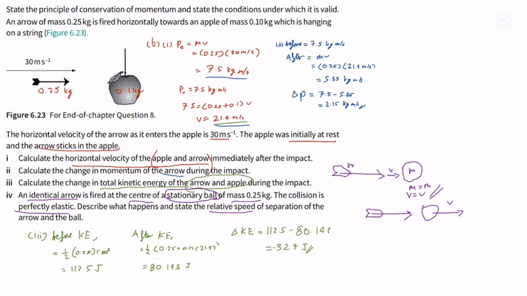So you just need to describe that, and the relative speed of separation is going to be 30 meters per second, for both the arrow and the ball. And yeah, that's it.